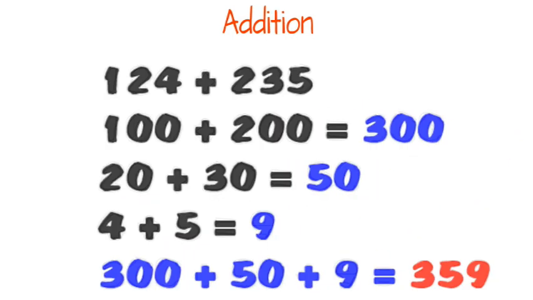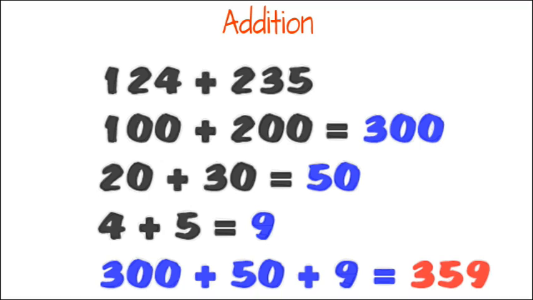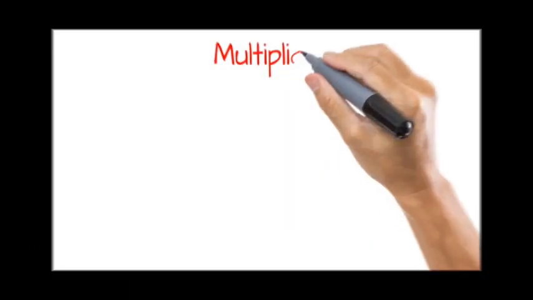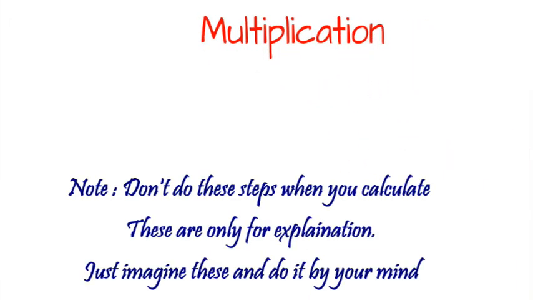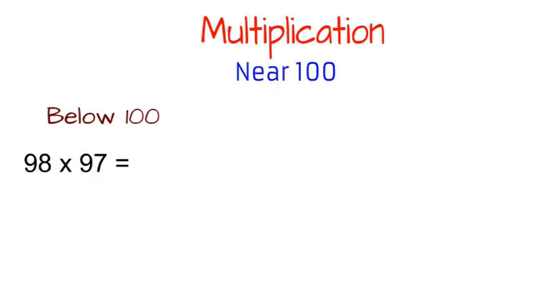So this is the technique: 124 plus 235, how we can add these together. As the example shows, you can add this by hundreds, tens and ones. Here I'm using some steps, arrows indicating how the steps have come. So you don't have to do this while you are doing things, you have to do it with your mind. So let's go for the multiplication.